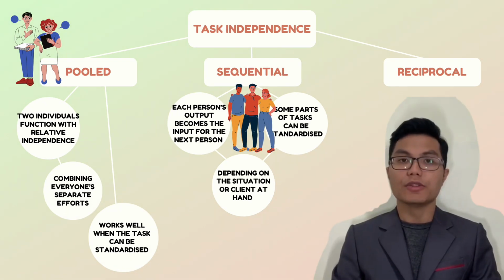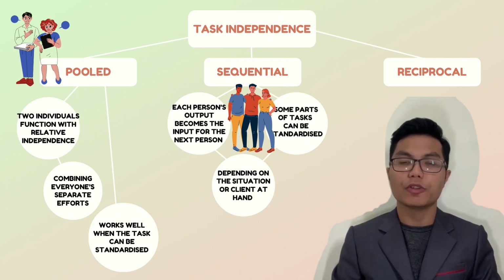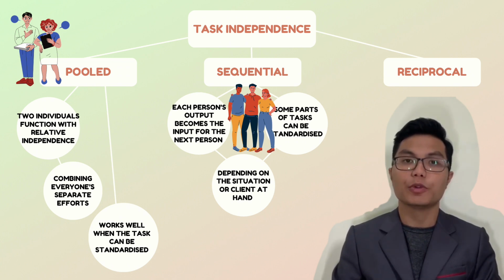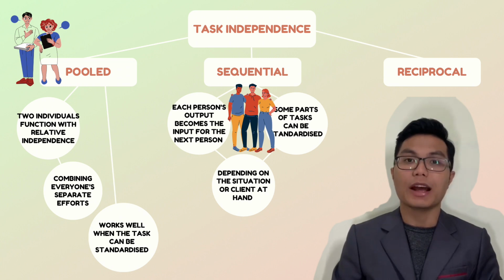When one unit in the overall process generates an output that is required for the following unit's performance, this is known as sequential interdependence. The output of one person becomes the input for the next person in the chain. When some portions of the team's activity can be standardized, but other parts need to be updated or customized based on the situation or client, sequential interdependence is an effective design.